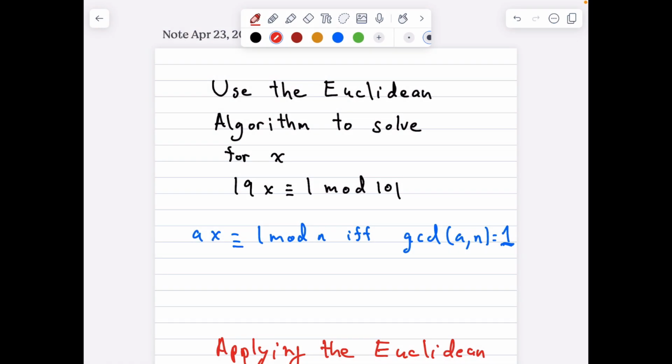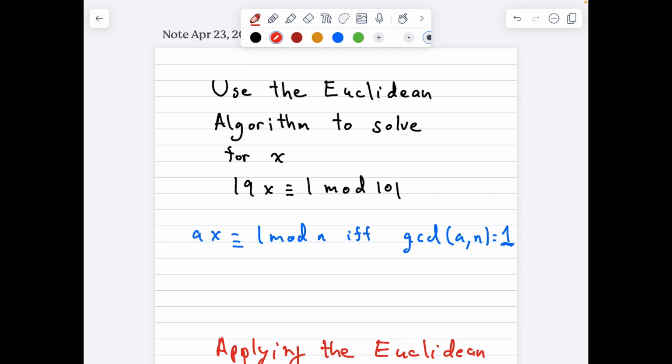All right, hello everyone. So today we have a discrete math problem. Use the Euclidean algorithm to solve for x. 19x is congruent to 1 mod 101. The equation ax is congruent to 1 mod n has a solution if and only if the GCD of a and n is equal to 1. So we're going to use that fact here.